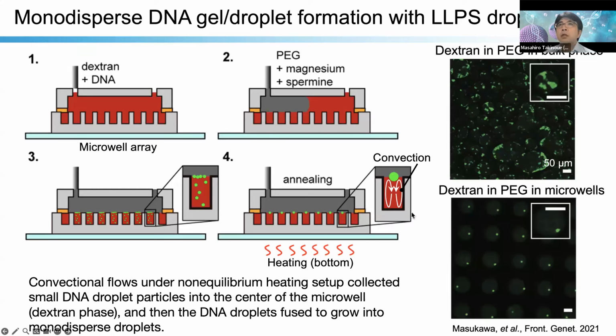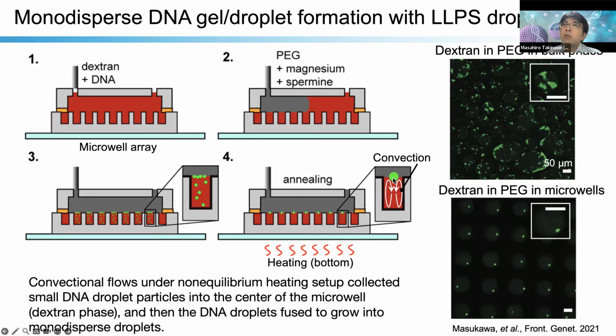So in this case, the important point is the heating from the bottom, which can make the convectional flow inside the microchannel, and then the DNA droplets collide at the center of the microchannel and fuse with each other at this part. In addition to the convectional flow, the second important point is the phase separation system. The DNA particles are expelled from the PEG phase and also the dextran phase.